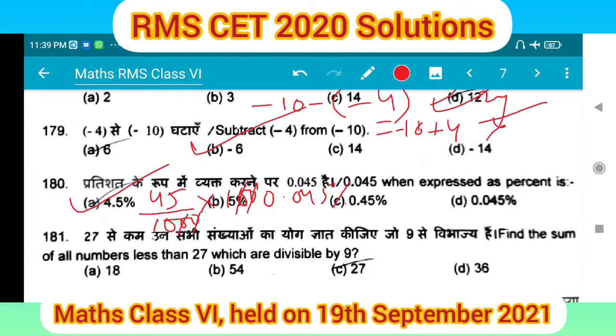Next, find the sum of all numbers less than 27 which are divisible by 9. Okay. So the numbers are 9 and 18. 9 plus 18, how much? 9 plus 18 is 27. This is the answer. Right.